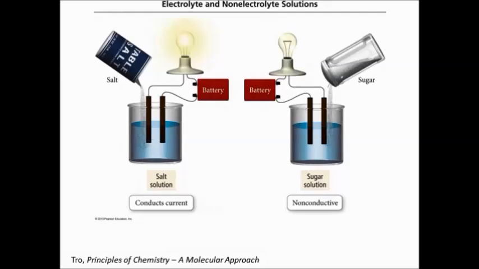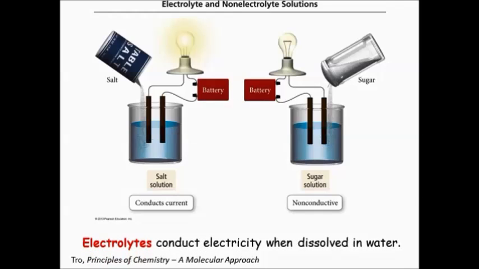Depending on the identity of the solute, different solutions have different electrical properties. For example, in a solution of sodium chloride, better known as table salt, we would expect it to conduct electricity. On the other hand, table sugar, when dissolved in water, forms a sugar solution that does not conduct electricity. We call solutions that conduct electricity electrolytes, and solutions that do not conduct electricity non-electrolytes.